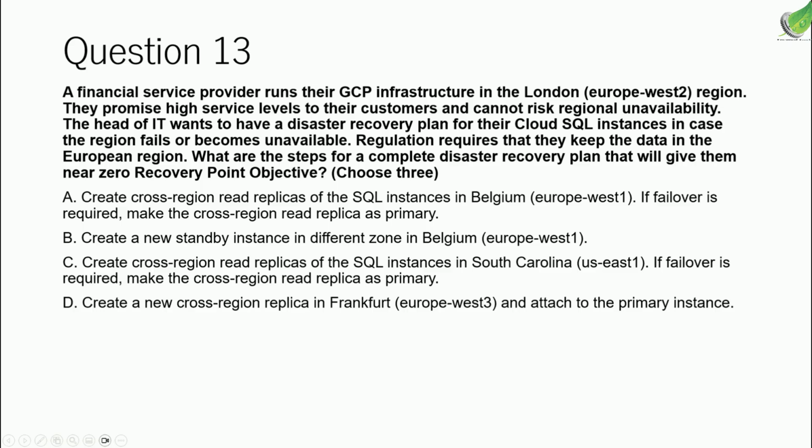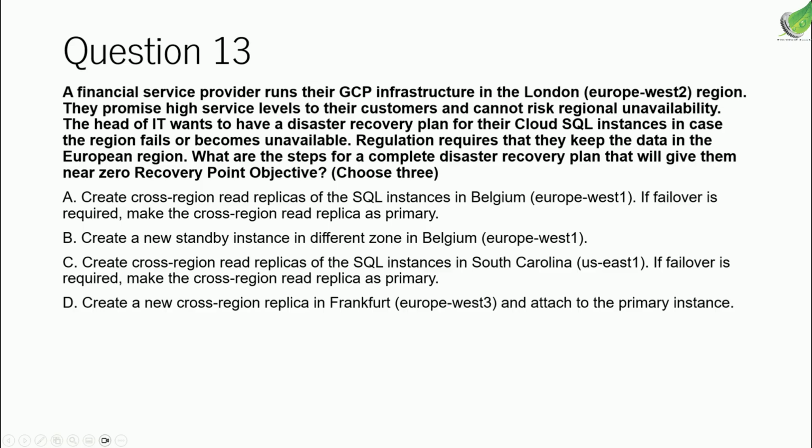Now for option B. This is also a correct step because it adds a layer of high availability, or HA. A standby instance in a different zone protects the system from a single zone failure. While the main question is about regional DR, a truly complete plan for a critical financial service would almost certainly include HA as the first line of defense. We can interpret this as setting up the DR site in Belgium to be highly available from the start, ready to take over with high reliability after a failover.